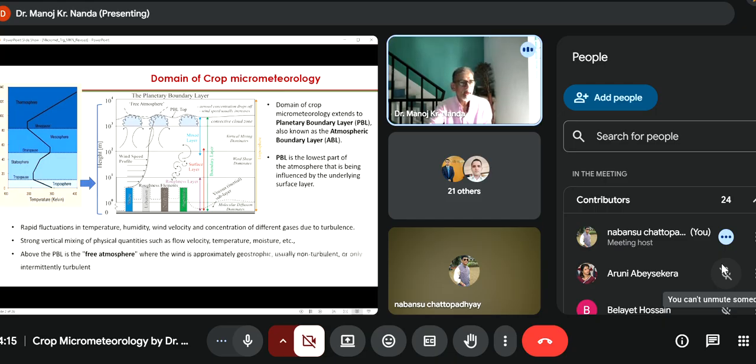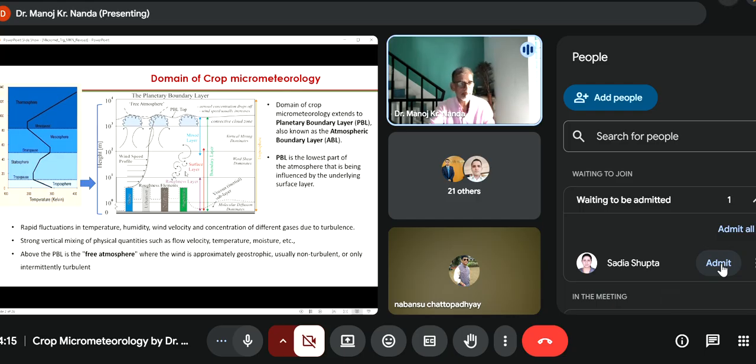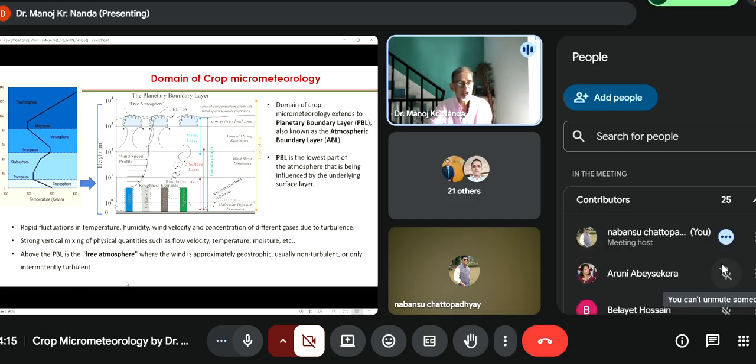Basically, the planetary boundary layer is characterized by rapid fluctuation of temperature, humidity, wind velocity, and concentration of different gases. All these constituents plus wind plus temperature are mixed up here. There is rigorous, strong vertical mixing among these layers. However, the general trend is there. The general trend divides this planetary boundary layer into different subcomponents. And above the planetary boundary layer, there is free atmosphere, which is not influenced by the surface, as I told earlier.